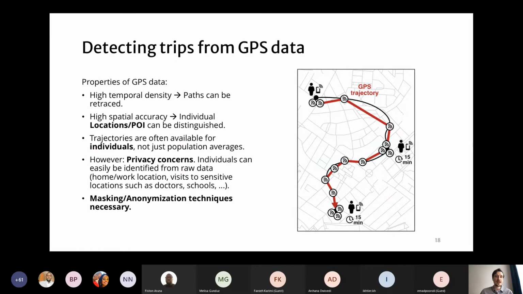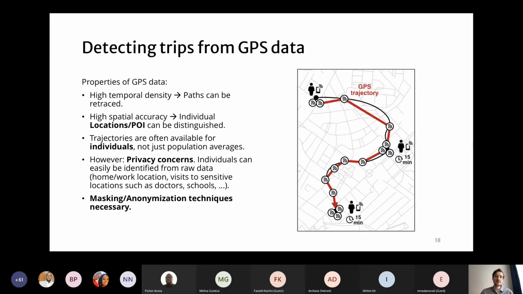So yeah, the big difference is that you have a very high temporal density, so you can really retrace individual paths. And you have a high spatial accuracy, which means that individual locations or points of interest can be distinguished. And that's basically one of the main differences. You don't only know in which district a person was, but also really at which street corner the person was, or whether the person was in this restaurant or in this store.